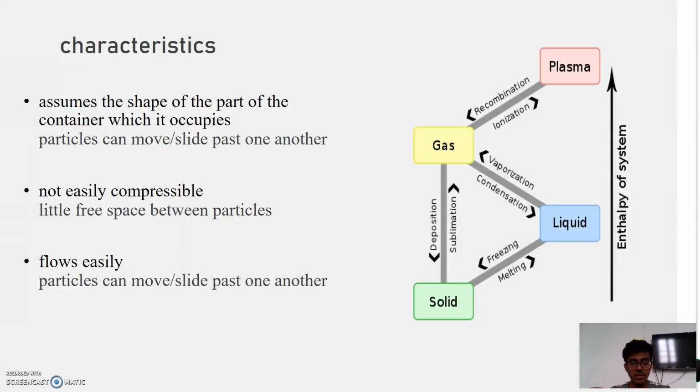Flows easily. Particles can move and slide past one another. The flow of liquids is not like the solid. Solid is tight and strong, and gas flows easily also. And here we have the fundamental states and how we can change the state from solid to liquid, and liquid to gas, and gas to plasma. And plasma, it's rare to have it.